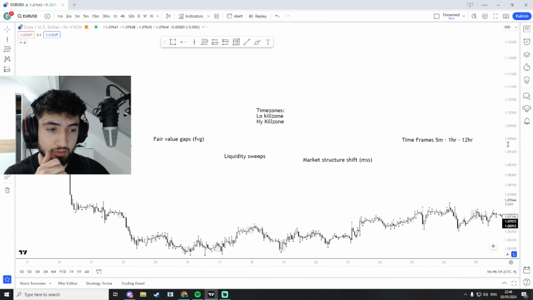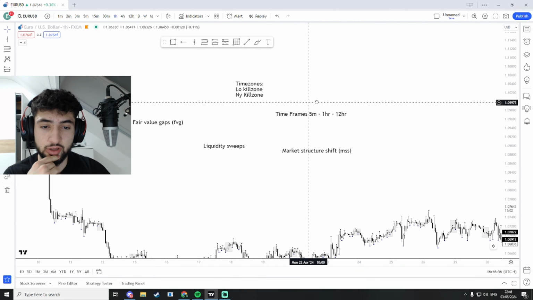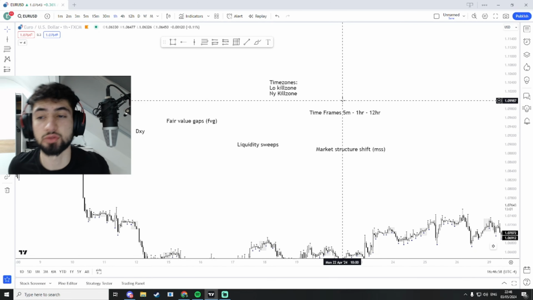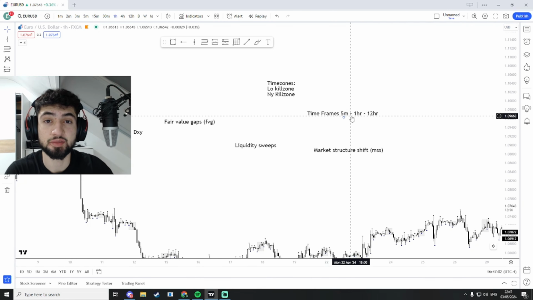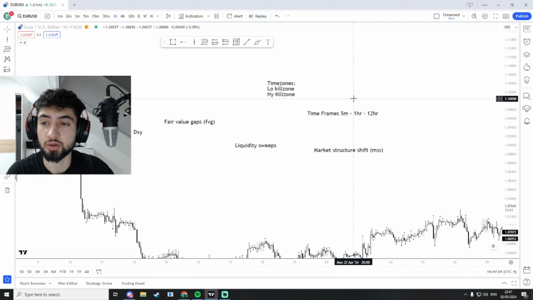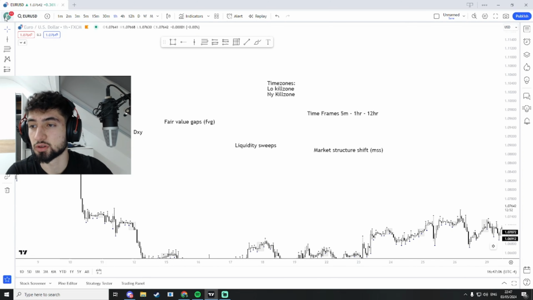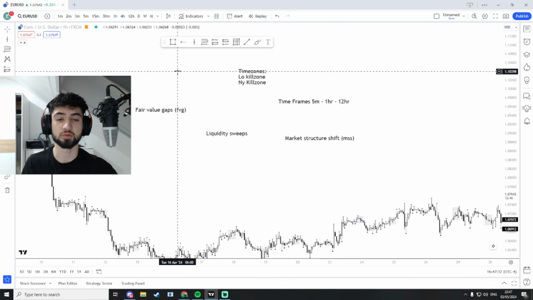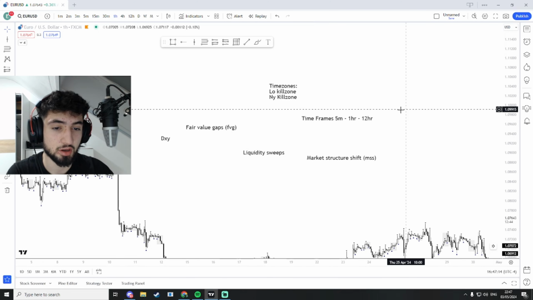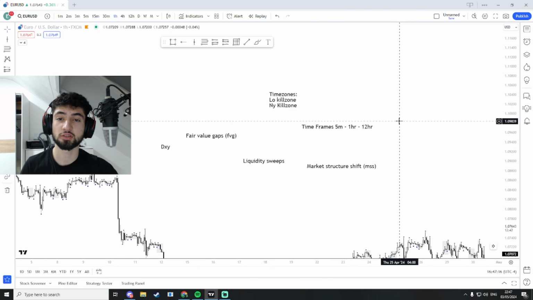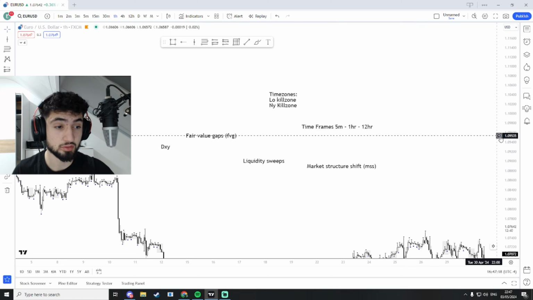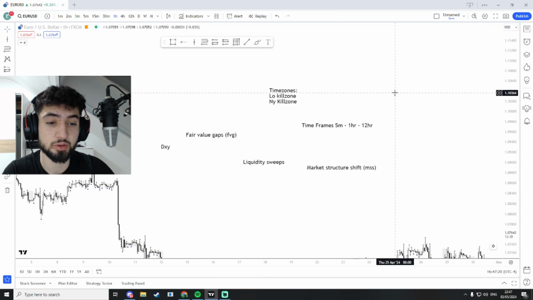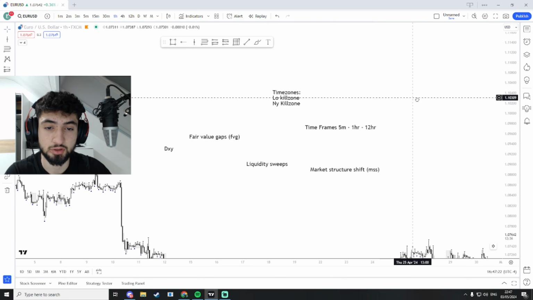Let me zoom out a little bit. What are my time frames that I use? I use the 12-hour, the 1 hour, and the 5-minute time frame. The 12-hour you're gonna have to pay for. Up here, you go up to your account and you explore plans, and then just the cheapest one will work. I assume you already have it to backtest, but maybe you don't have it. But yeah, if you want the 12-hour time frame, you will need a subscription on TradingView.